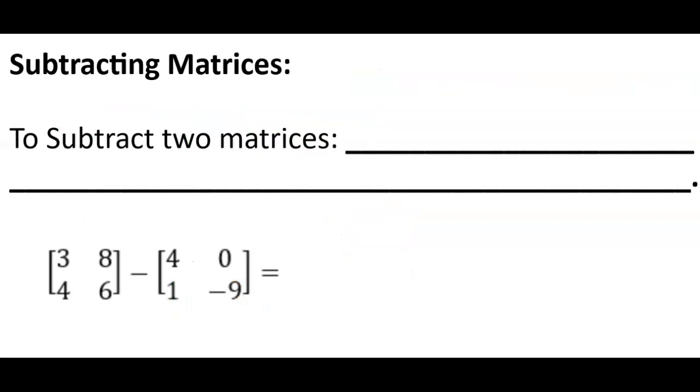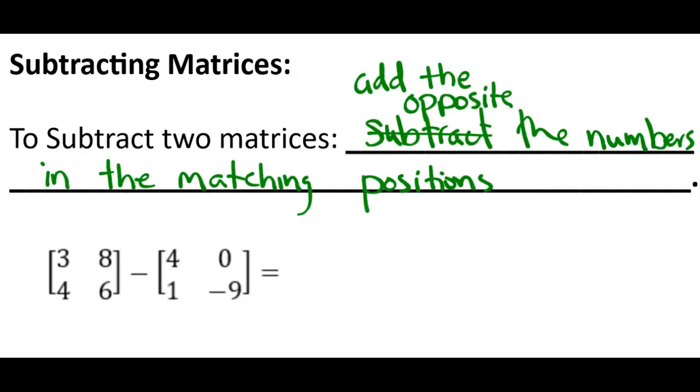To subtract matrices, I'm going to subtract the numbers in the matching positions. Since I don't really like the word subtract, I'm going to change it to add the opposite. I'm going to add the opposite of the numbers in the matching positions. So what do I mean by that? Well, I've got 3, and I'm going to subtract 4, or I'm going to do 3 plus negative 4. We just want to do that in our head. 3 plus negative 4 is negative 1.